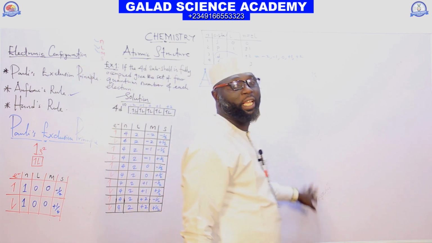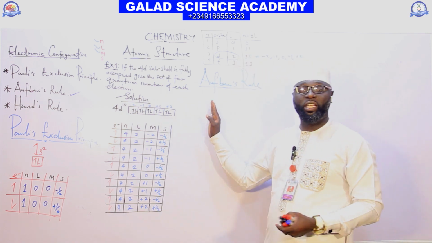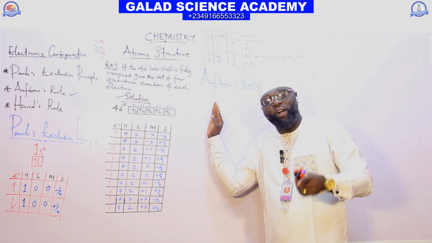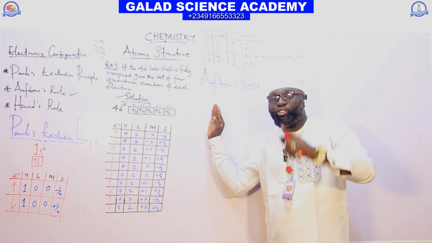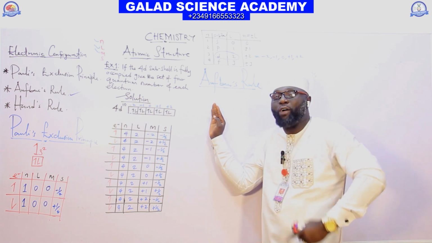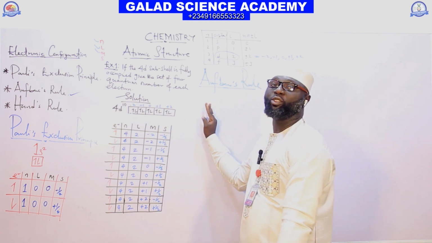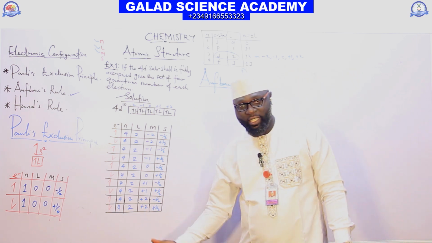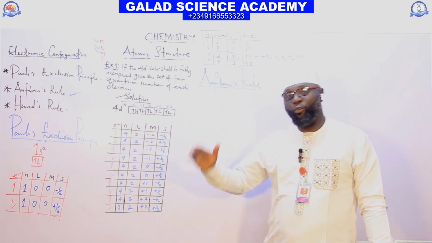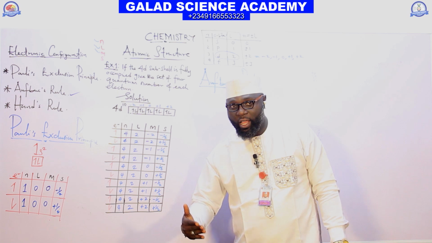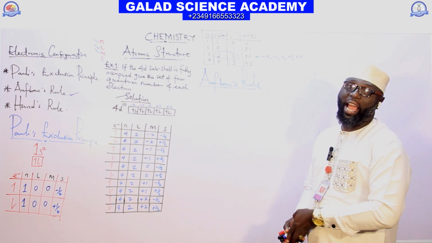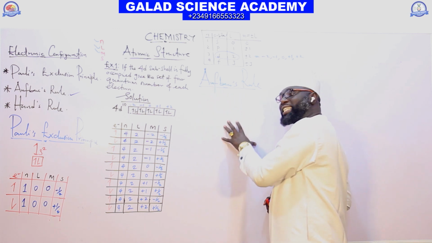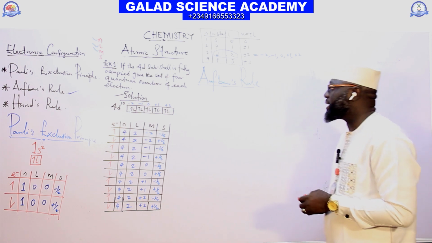This rule states that in the process of filling electrons into the atom of an element, the orbitals of lower energy level must be considered first before those of higher energy level. If you are sharing electrons to the orbitals, the orbitals of lower energy level must be filled before the orbitals of higher energy level. That is Aufbau's rule. And Aufbau's rule can be denoted by this.